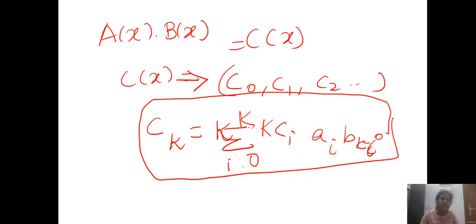Moreover, A of x times B of x generates a sequence where each term will be of this form. If you want to verify this, multiply and you will see it. This is the convolution of these two generating functions. This is not like normal coordinate-wise multiplication. Have a good understanding of it, and now we are going to move towards a problem.